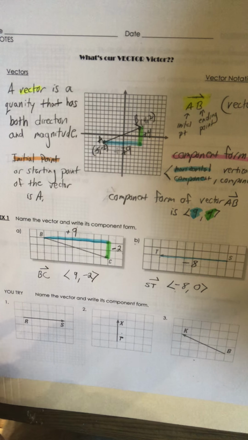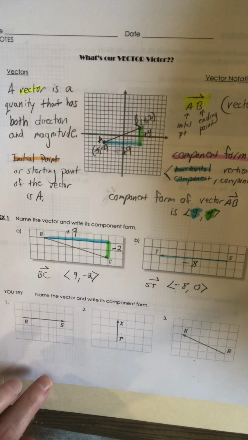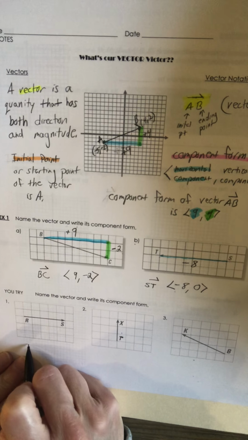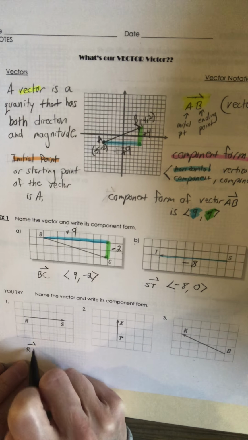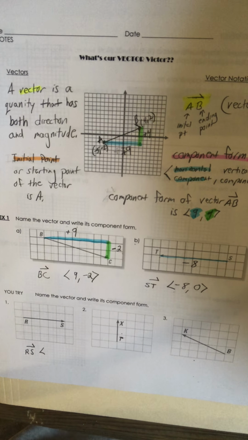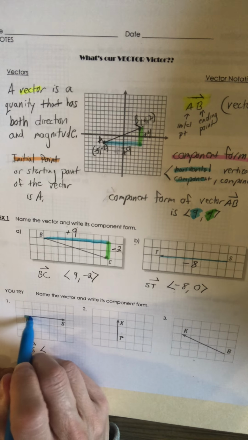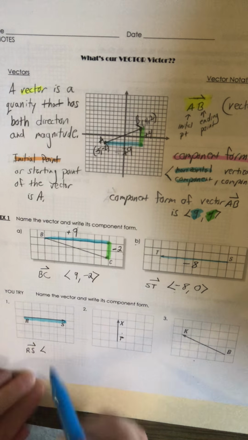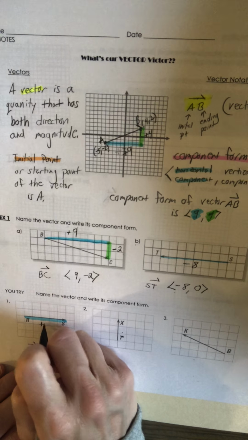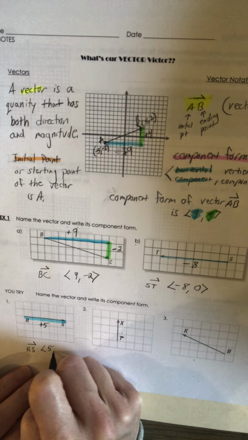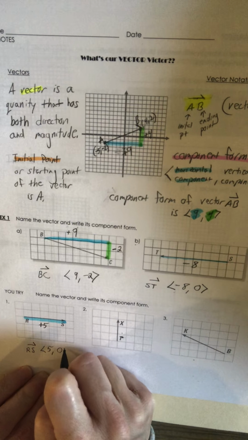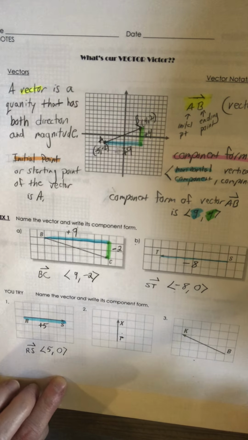Okay, guys, let's see if you tried down the bottom here. Name the vector and write the component form. Now again, initial point is R, so I have RS. Component form, I look at my horizontal. I start at R and I'm traveling 1, 2, 3, 4, 5 to S, but I traveled right, so that is a positive 5. I'm not going up or down, I do not travel a vertical component. I put 0.